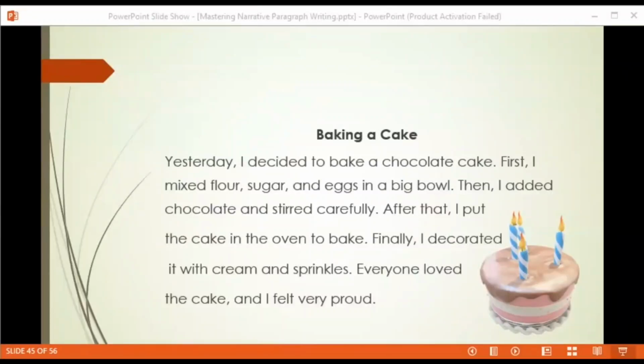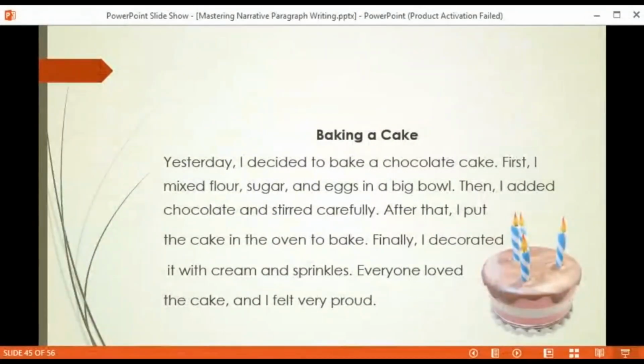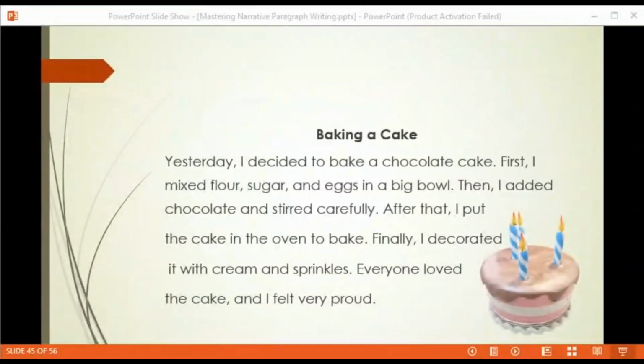Okay, I will do. Yesterday, I decided to bake a chocolate cake. First, I mixed flour, sugar, and eggs in a big bowl. Then, I added chocolate and stirred carefully. After that, I put the cake in the oven to bake. Finally, I decorated it with cream and sprinkles. Everyone loved the cake, and I felt very proud. Do you see how the narrative paragraph is? Next slide, please.